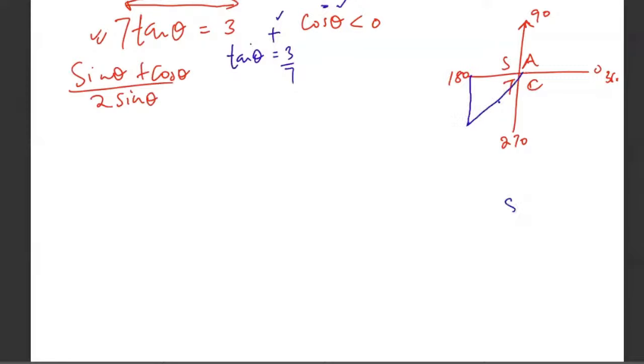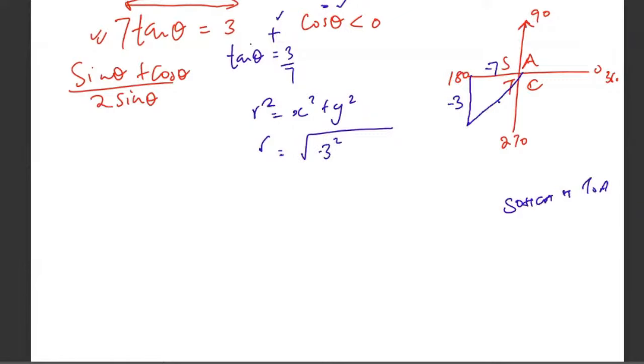Okay, and then we're going to apply the SOH CAH TOA aspects. So we know that the tan is opposite over adjacent. So opposite is 3, this is a 7. But the 3 is on the negative side of the y, and 7 is on the negative side of the x. Then we need to find the missing value of r. So r squared is equal to x squared plus y squared using Pythagoras. So our r is going to be the square root of negative 3 squared plus negative 7 squared.